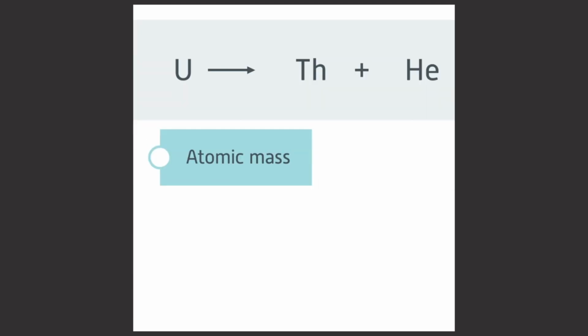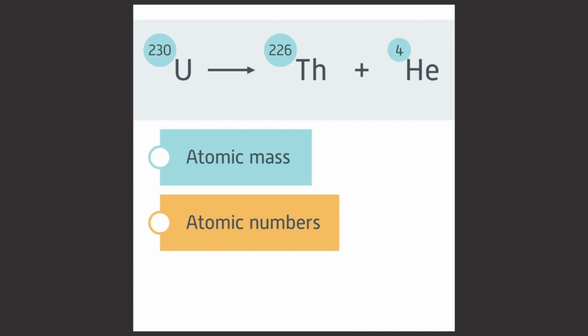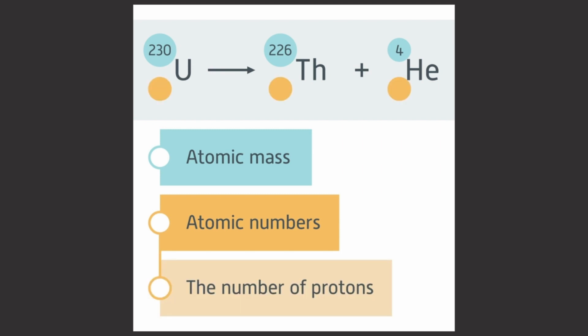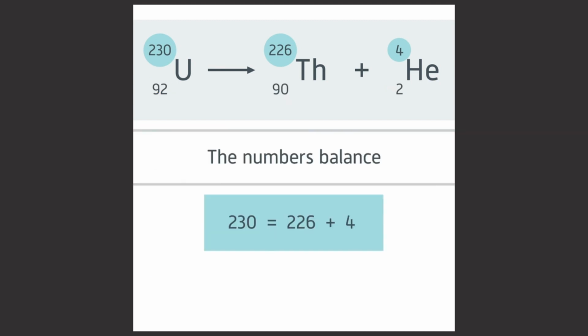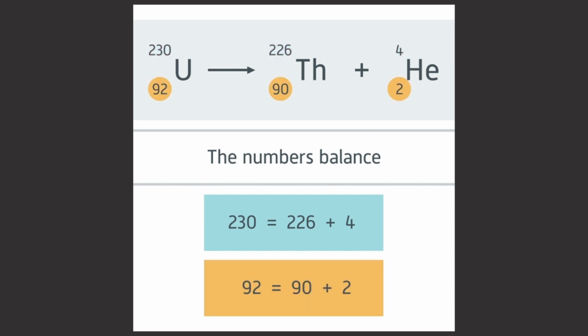Now consider the atomic mass numbers. You write these at the top left of the chemical symbols. Uranium is 230, thorium is 226, and helium is 4. Finally, consider the atomic numbers, which is the number of protons. You write these at the bottom left of the chemical symbols. Uranium is 92, thorium is 90, and helium is 2. Did you notice that the numbers balance? 230 equals 226 plus 4. 92 is 90 plus 2.